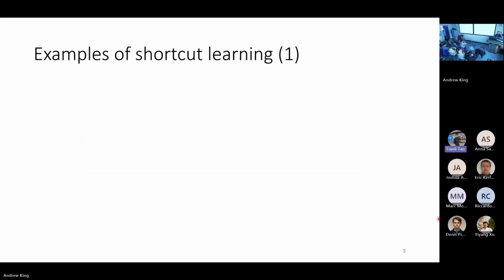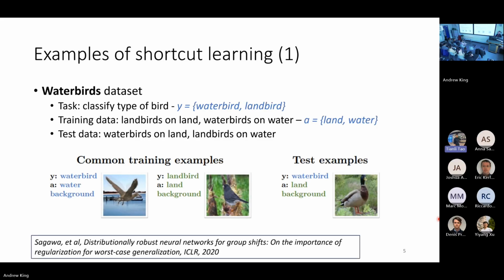The first one is a very famous example, which you see in almost all papers on shortcut learning. And this is the Waterbirds dataset, which came from a paper back in 2020. And in the Waterbirds dataset, the task is to classify the type of the bird. And it's either a water bird or a land bird. And so we're going to define that as this target label Y. And we also define another attribute, and the attribute is the thing which might be leading to the shortcut. So it's the potentially spurious attribute. So we'll call that A, and in this case, again, it's background. So is the bird on a picture of water or land?